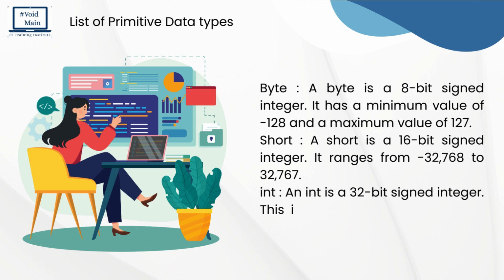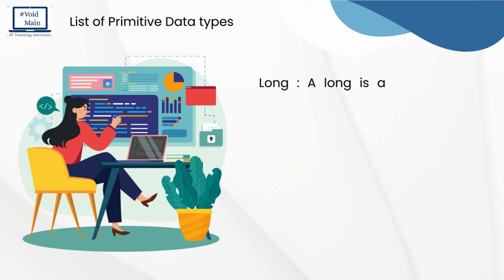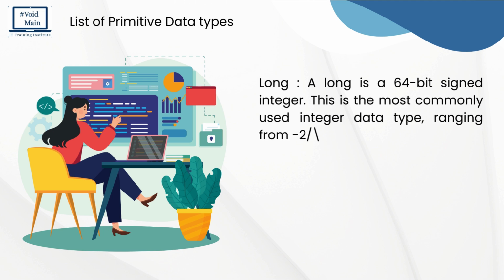This is the most commonly used integer data type, ranging from -2^31 to 2^31-1. Long. A long is a 64-bit signed integer. It ranges from -2^63 to 2^63-1.